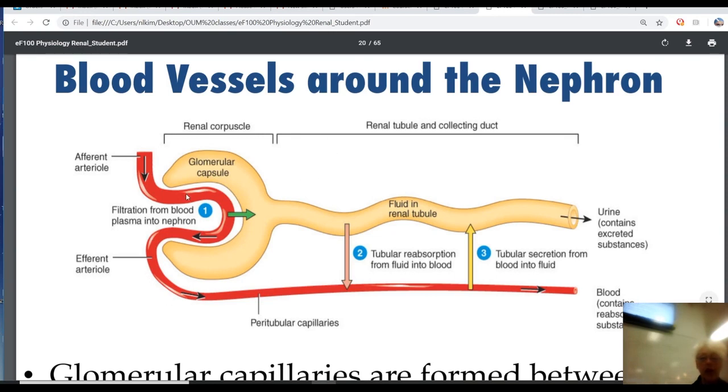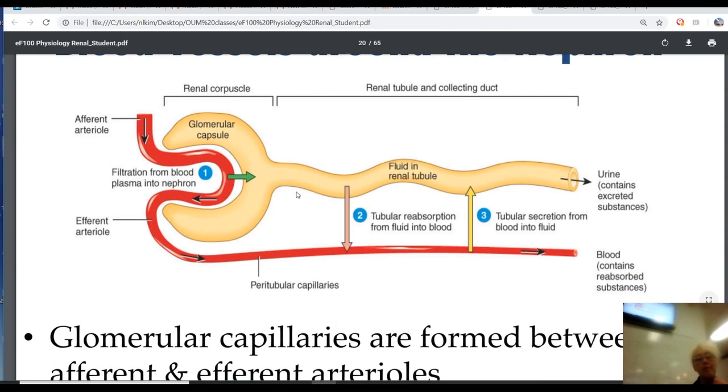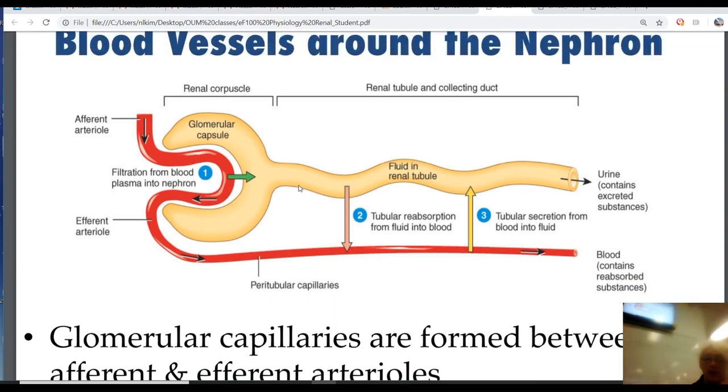So your glomerular capillaries are formed between both the afferent and efferent. Well, obviously, because if you take a look at this, we said afferent is coming in, efferent is going away. And here you have this, these are all kind of connected together, right? Alrighty.